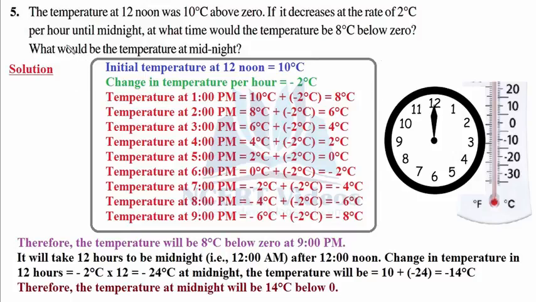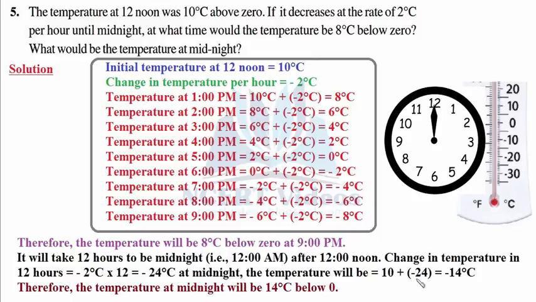What would be the temperature at midnight? This means the 12 at midnight. Now it will take 12 hours to reach midnight. Why? Because when you make a total rotation from here, this is 6 in the evening, this is 9 in the night, and 10 in the night, 11 at night, and 12. So it took 12 hours. So we got to know the number of hours. The change in temperature will be 12 into minus 2, because every hour it is changing by 2 degrees Celsius. That is 24 in negative. So what we have to do now, the final temperature at midnight will be 10, the current one.